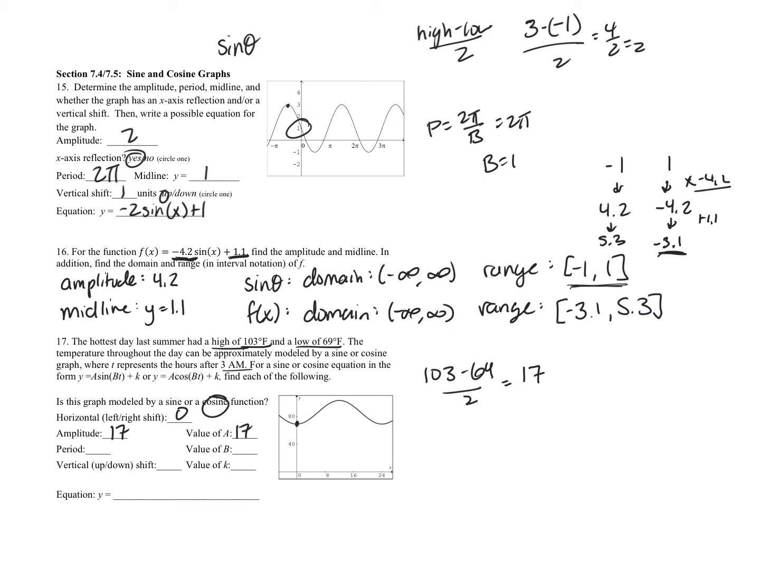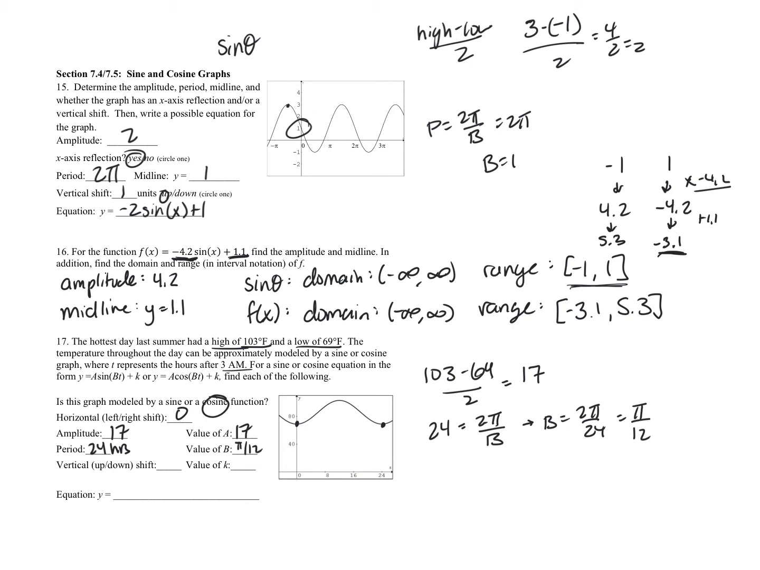And then next we have our period. So looking at the graph, you can see at 0, and then the next time we get to that point is roughly 24. We also know that it's throughout the day, so 24 hours. So our period's 24 hours. As for the value of b, remember period is equal to 2 pi over b for our sine and cosine, which means that our b is equal to 2 pi over 24, or to simplify it, pi over 12.